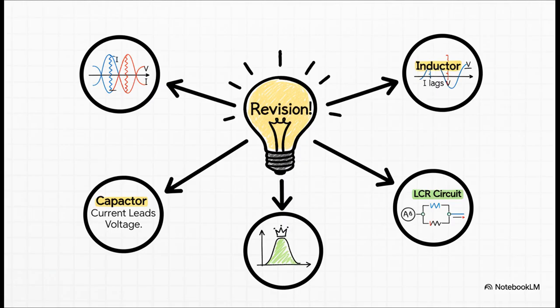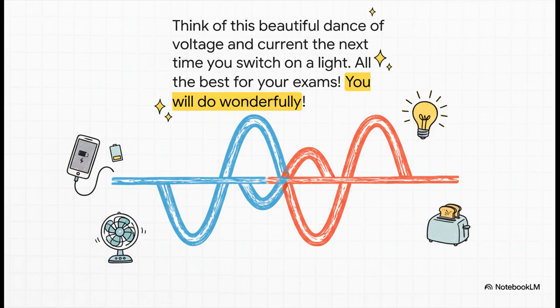You've got this. See? What did I tell you? It's not so difficult after all. You have totally got this. You've mastered alternating current. So now the next time you flick on a light switch or plug in your phone to charge, just take a second and think about this amazing, beautiful dance between voltage and current happening inside those wires. Physics is just magical, isn't it?